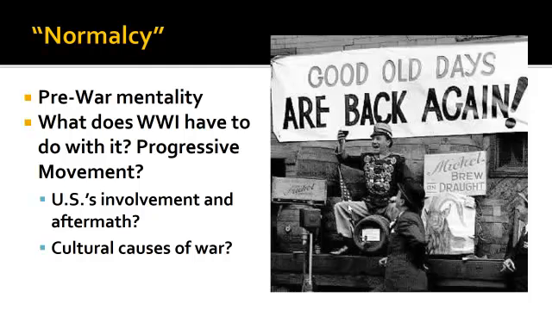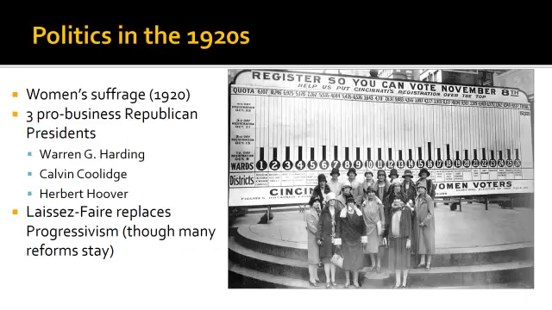And so in the 1920s, politics is going to be characterized by a few things. One is going to be women's suffrage, granted by the 19th Amendment in 1920, meaning that politicians are now going to have to, to a certain extent, put women's issues into politics. But the presidents of the 20s that were elected were three Republican presidents in a row that all had a pro-business, laissez-faire message. And that laissez-faire message is going to return, and it's going to replace progressivism.